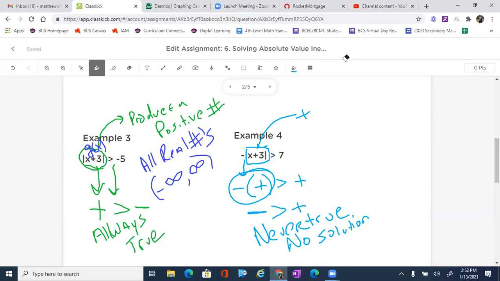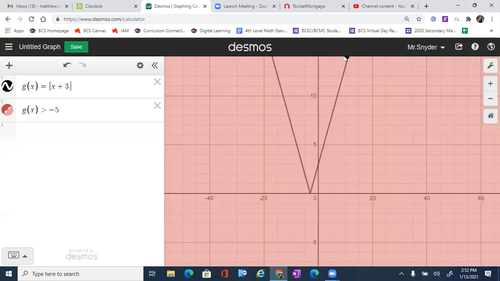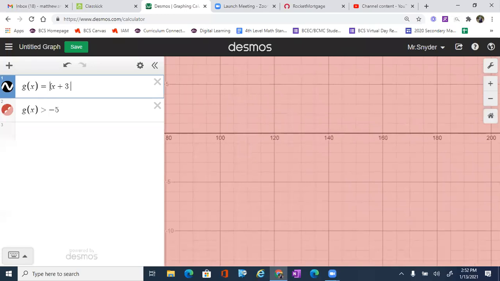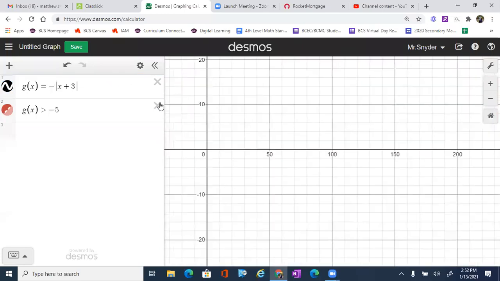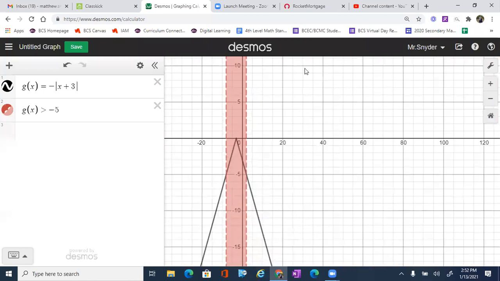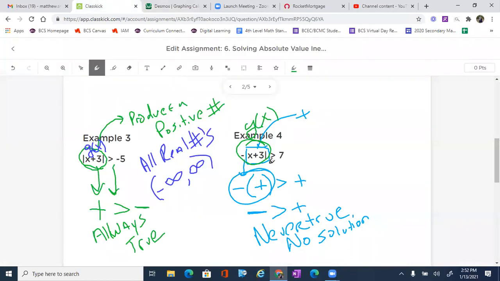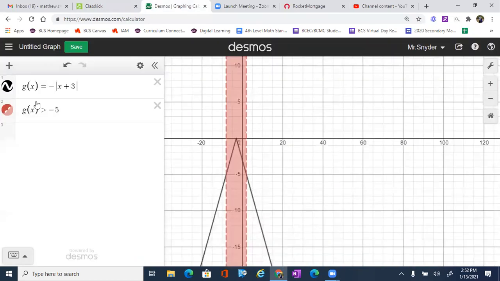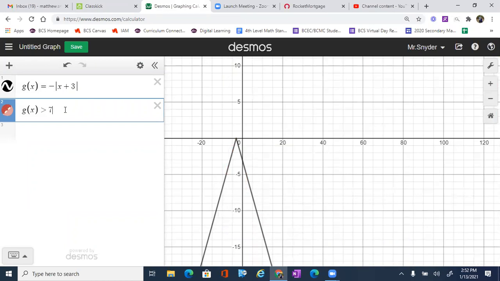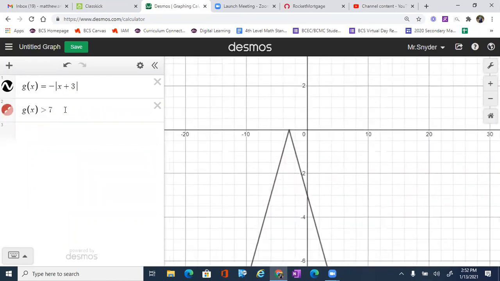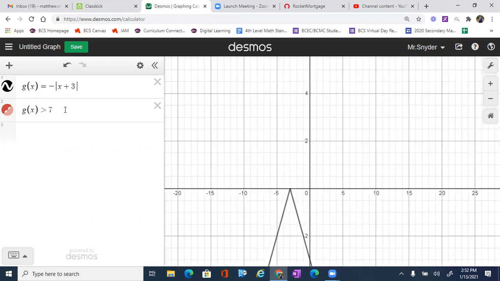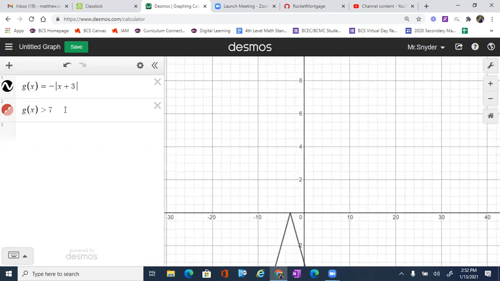Let's do the same thing and go over to the graph and take a peek at this. The first thing I'm going to do is name this side g of x again. So let's go over to Desmos. I'm going to type in g of x, but I'm going to put a negative in front of it, because that's all it was right there. We said it's got to be greater than 7. So let's make it greater than 7. Is it greater than 7? Notice nothing on the screen actually lights up at all.